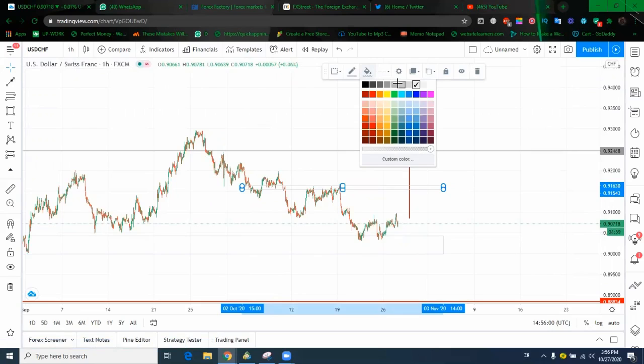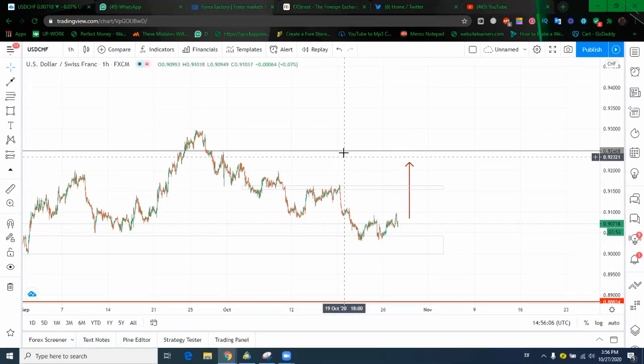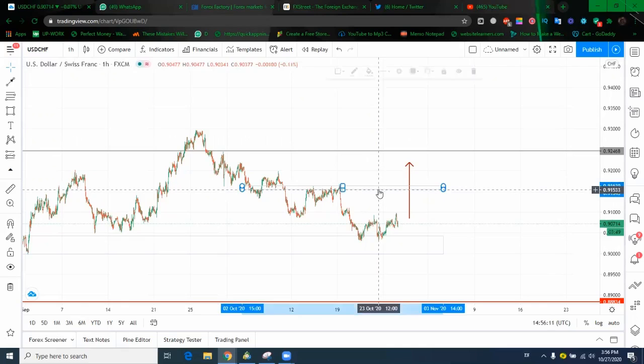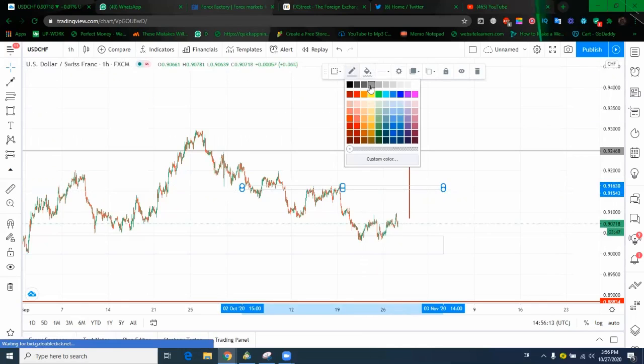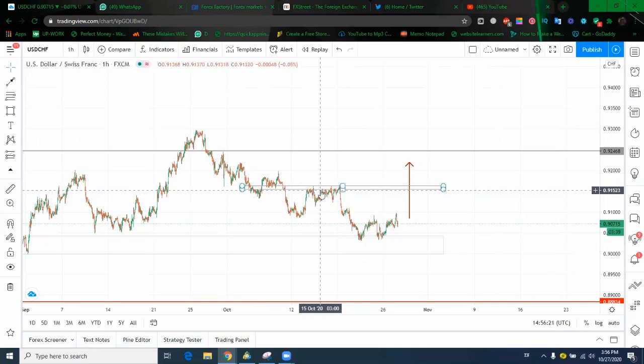Hold on. Okay, I think it doesn't want to work, so we'll let it be. Okay, so we have the zone here, support here, break and retest, and we have a drop. Now we have a support, we have the resistance here, resistance here, resistance here, and then a drop, and then a new zone trying to form.